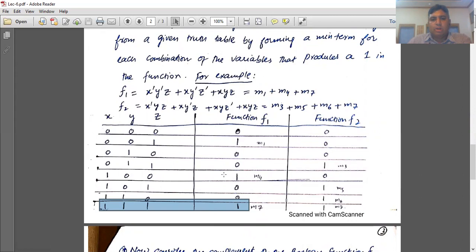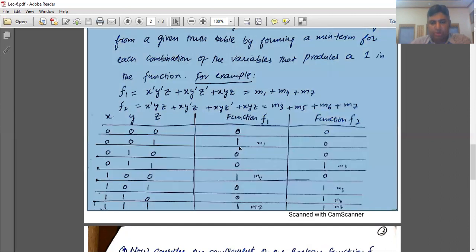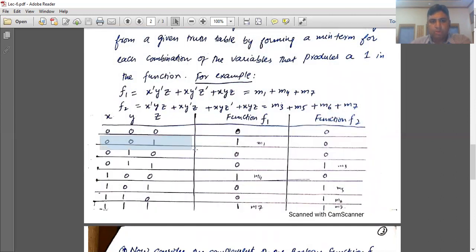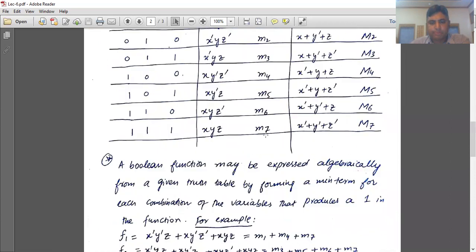So he's saying that if you make a table and then you basically write the minterms coming from the table. Let's say this function is 1 for this minterm, and this function is 1 for this minterm, and this function is 1 for this minterm. You can now write from this table.